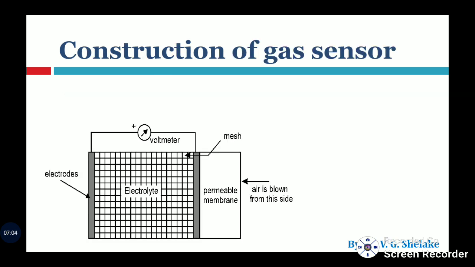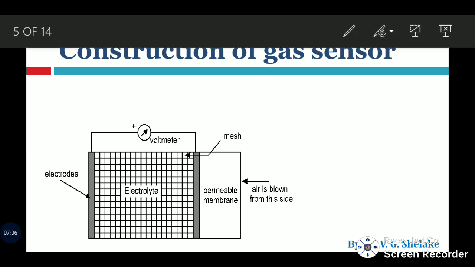The presence of unwanted gases or toxic gases is measured in percentage. So that is the simple construction of the gas sensor. It is constructed using two electrodes. This is one electrode and this is another electrode. They are separated by a mesh, called a gauze, and inside it there is an electrolyte, which is a chemical. The two electrodes are connected to a voltmeter, which measures the potential difference across these two electrodes.